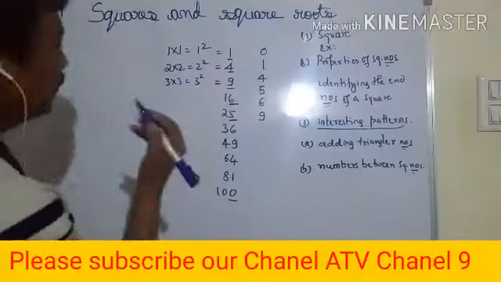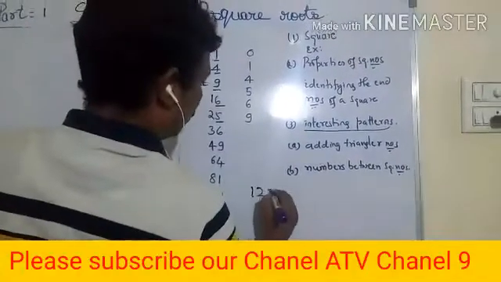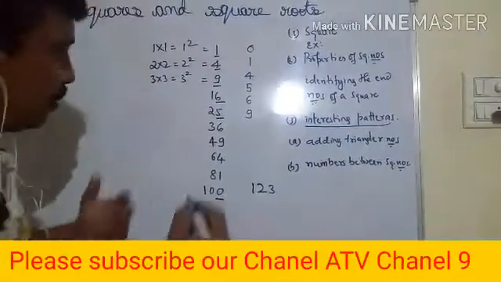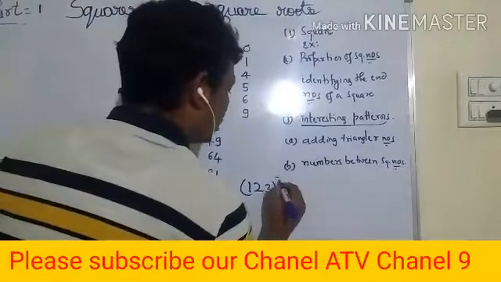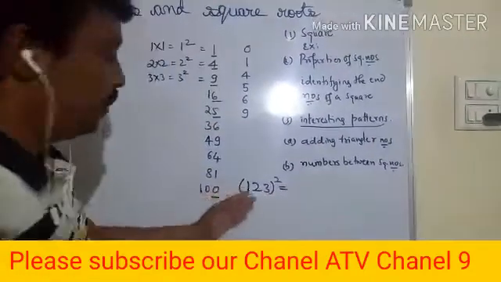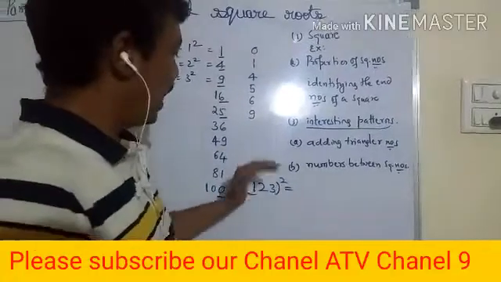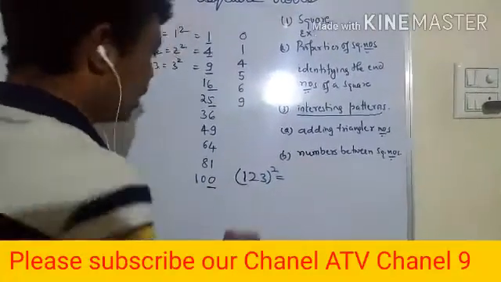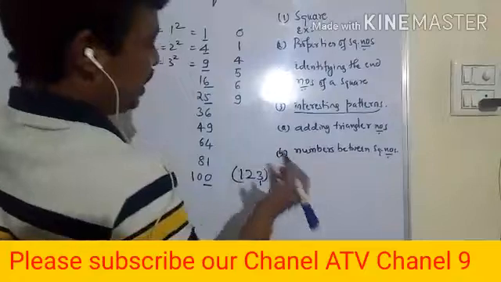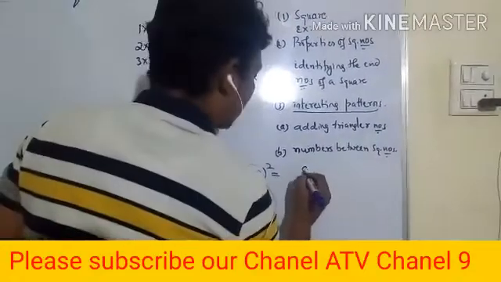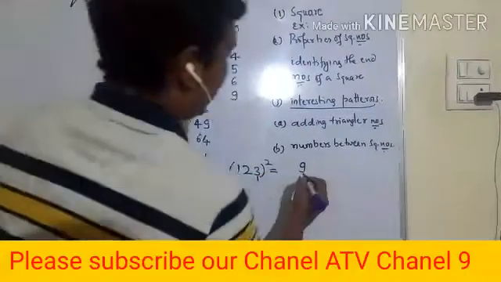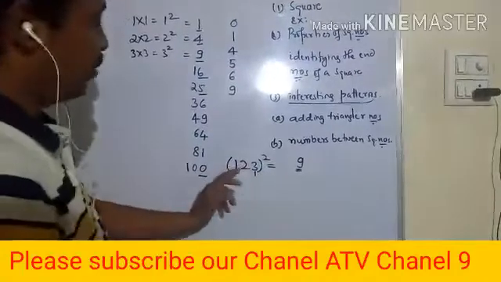Suppose I have a big number 123. What is the end digit of its square? When we multiply, it will be a big number. So without multiplying, I can find the end digit of the square of 123. The last digit is 3. 3 multiplied twice gives us 9. So 9 is the end digit of the square of 123.